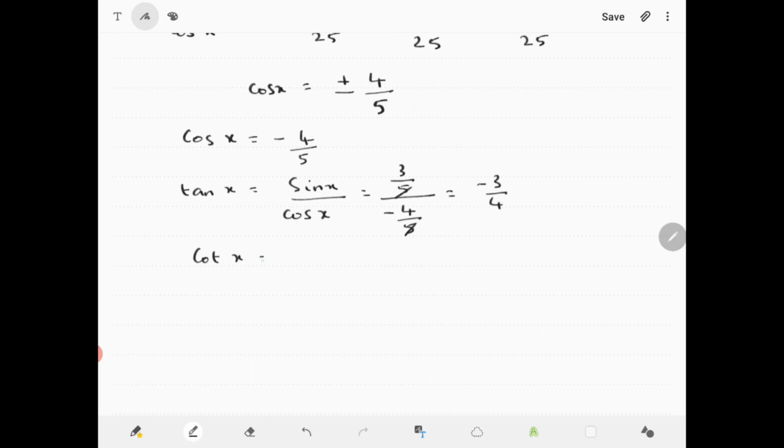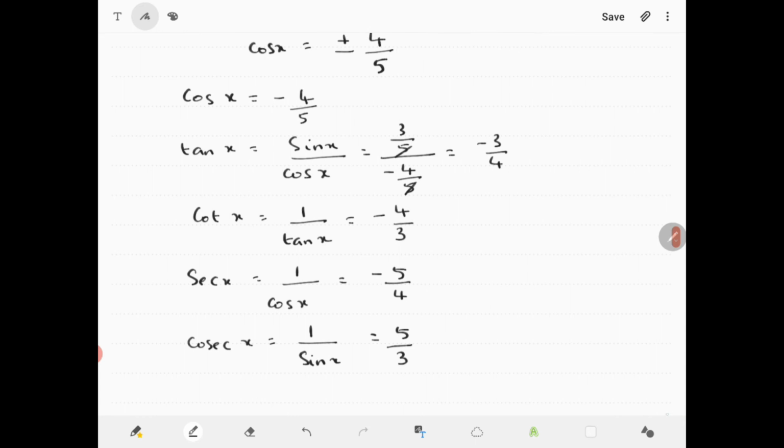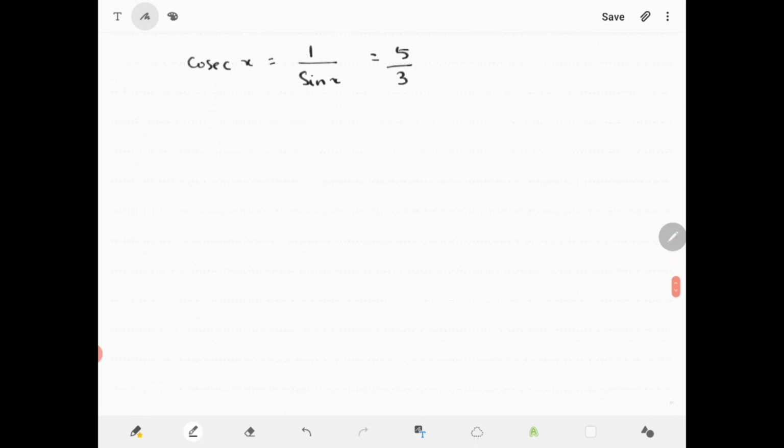Cot x value will be 1 by tan x, which will be minus 4 by 3, reciprocal of the tan x value. Secant x will be 1 by cos x, is equal to reciprocal of the cos x value, which will be minus 5 by 4, and cosecant x will be equal to 1 by sin x, is equal to 5 by 3. Next problem.